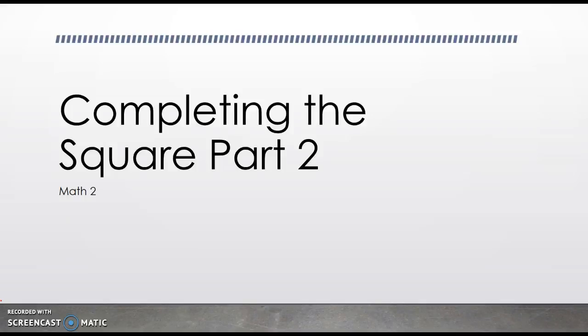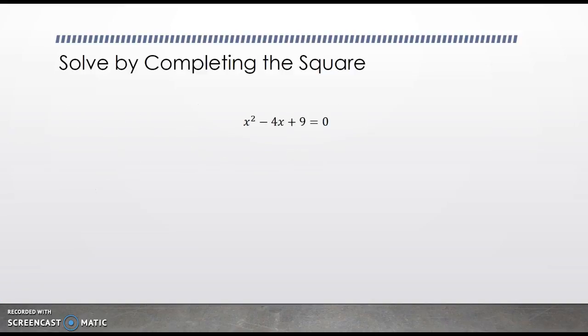For this video, we're going to keep completing the square, but now we're going to include some imaginary numbers. So for our first example, x squared minus 4x plus 9 equals 0. Right now, everything's on one side and it's set equal to 0.